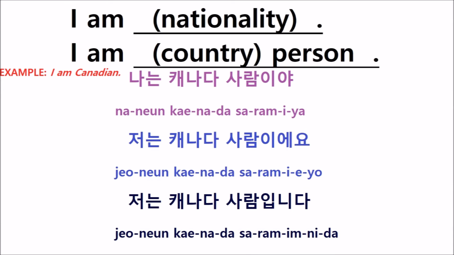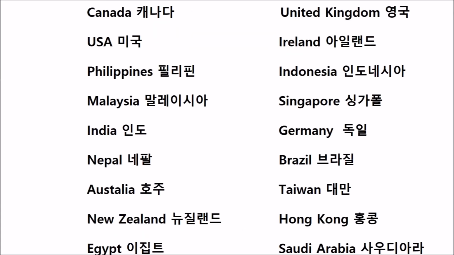Now let's say our nationality. To do that, you say the name of the country and the word person after it. Like this. Casual. 너는 캐나다 사람이야. Polite. 저는 캐나다 사람이에요. Formal. 저는 캐나다 사람입니다. Notice the space between Canada and saram, but not between saram and the verb. Here is a list of some countries. If your country is not on this list, use an online translator to translate the name of your country into Korean.